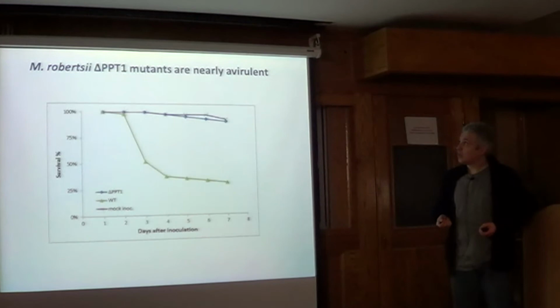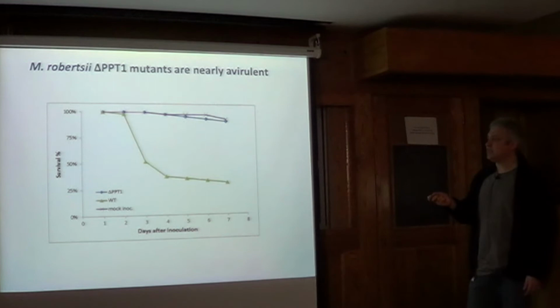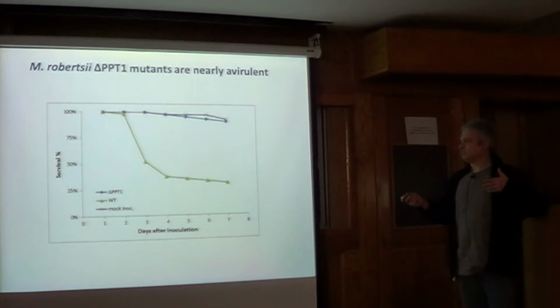So what happens there? If you look at the mortality, the survival in time of insects inoculated with the wild type, at this level of inoculum, you have that by day 7, 75% of the insects are dead. With the PPT1 mutant, there is almost no mortality. So PPT1 mutants are nearly non-virulent.